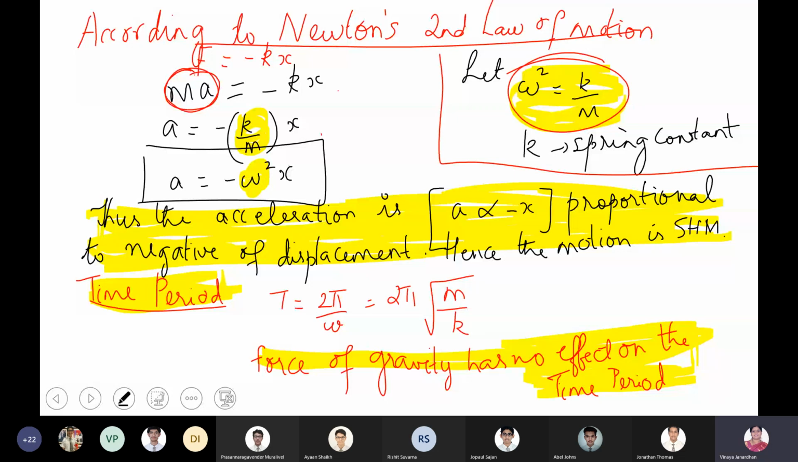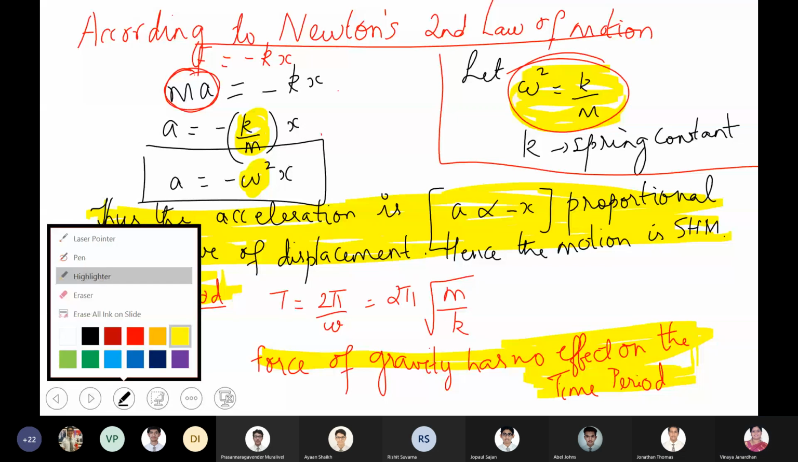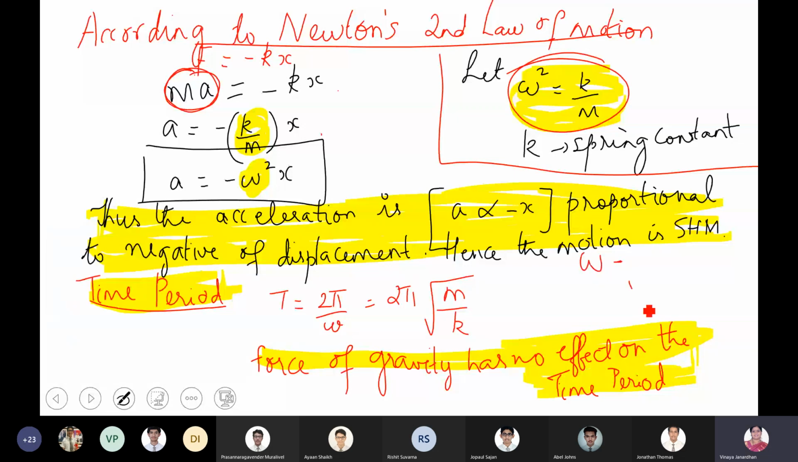The acceleration is proportional to the negative of x, so that also represents simple harmonic motion. Then you go for the time period. Time period is the time taken for one complete oscillation. T is equal to 2 pi by omega. So omega is what here? Omega is equal to root of k by m. So we are substituting it over here.